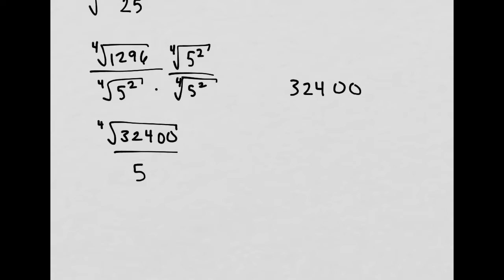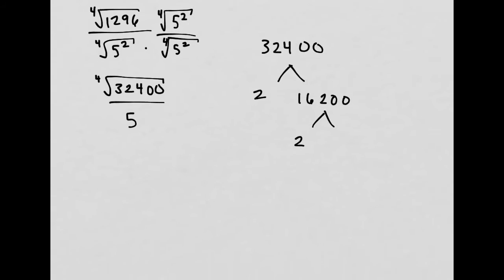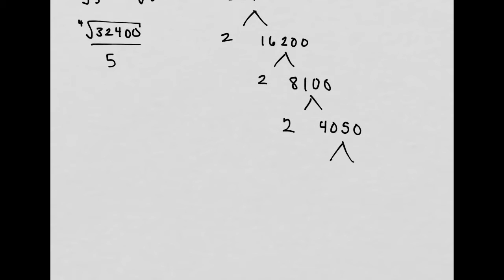Divide by 2. So this is actually 16,200. I can divide that by 2 further. Divided by 2, that equals 8,100. I can divide that again by 2, and I get 4,050. One more 2. I could. Yeah, divided by 2 equals 2,025. So already I have 2 to the 4th.